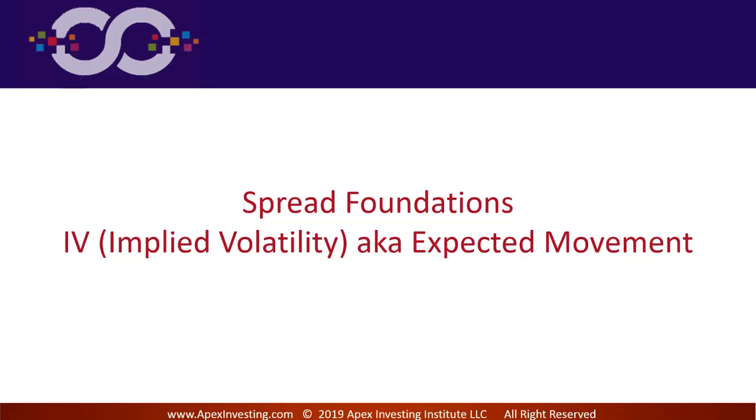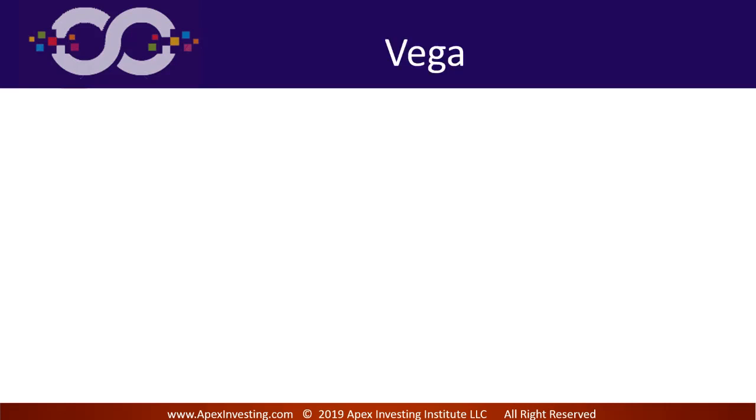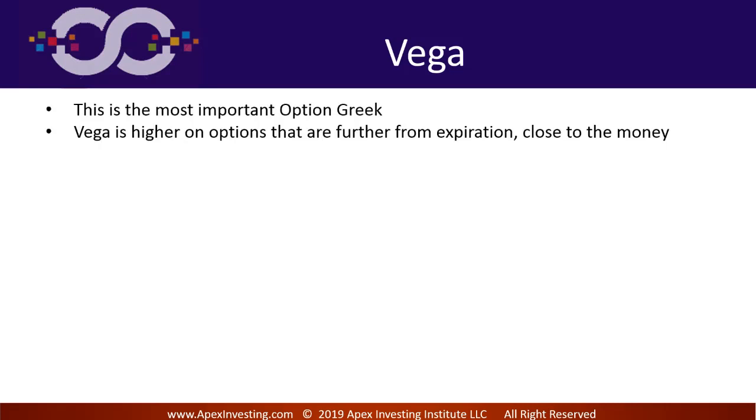And today we're going to talk about implied volatility, or IV, also known as expected movement. The measurement, the math formula, is called Vega, and it's the most important option Greek. It literally can move things more than anything else can, more than delta, more than time, more than movement. Vega is the most powerful.